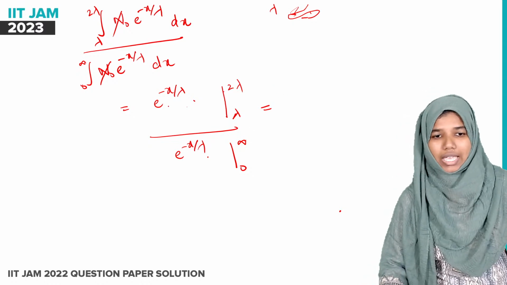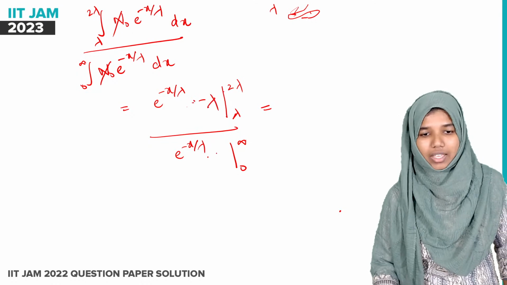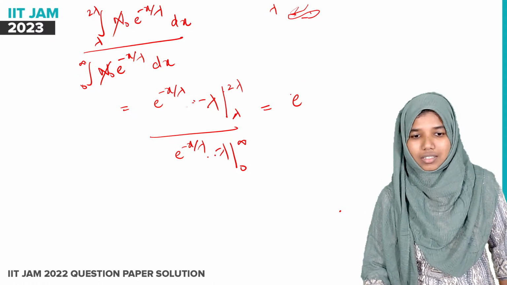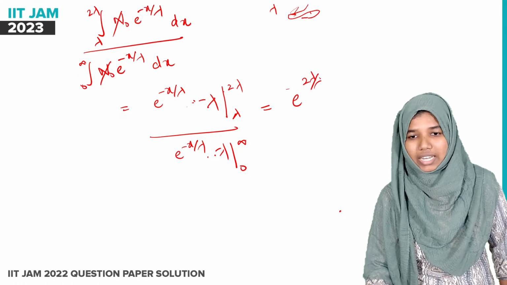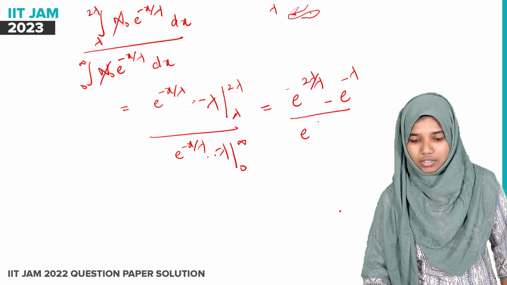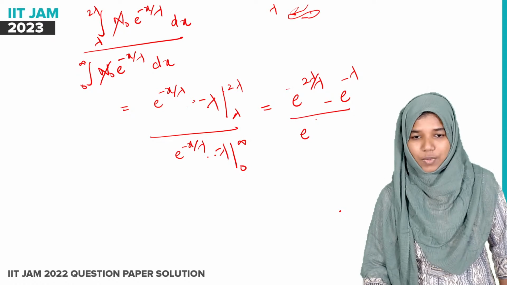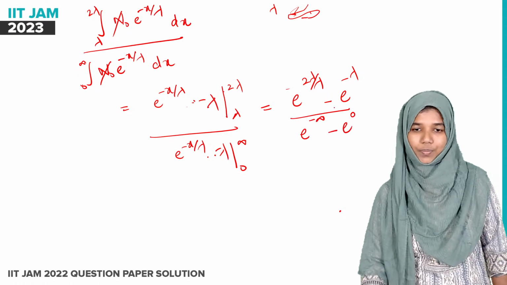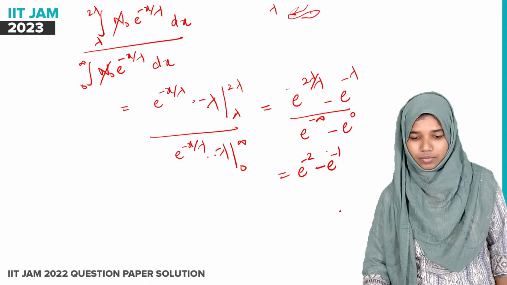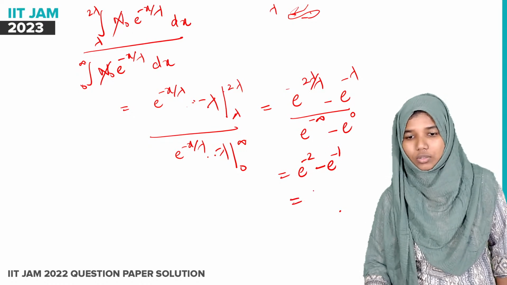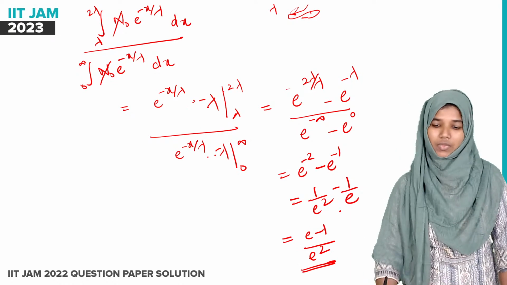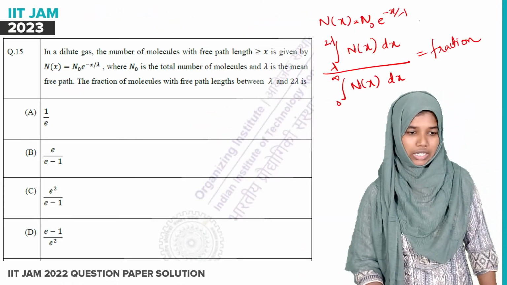Okay, so this is equal to exponential minus x by lambda into minus lambda, and again here also into minus lambda. So when we put the limits, it is exponential minus 2 lambda by lambda minus exponential minus lambda by lambda, divided by exponential minus infinity minus exponential 0. This is equal to exponential minus 2 minus exponential minus 1, which is 1 by e square minus 1 by e, or e minus 1 by e square. Okay, so the correct option is option D.